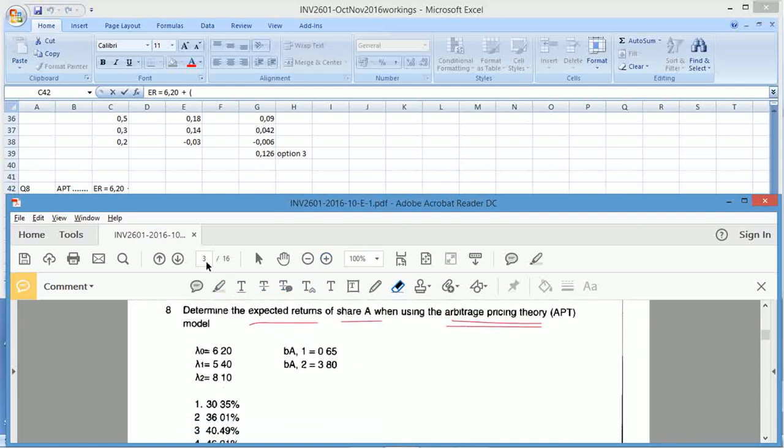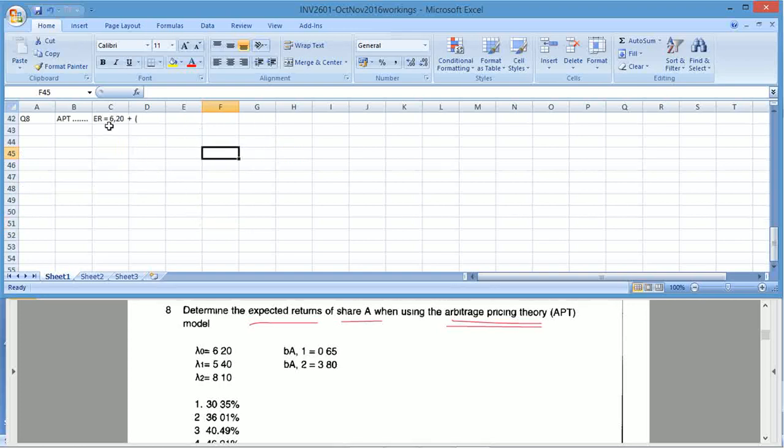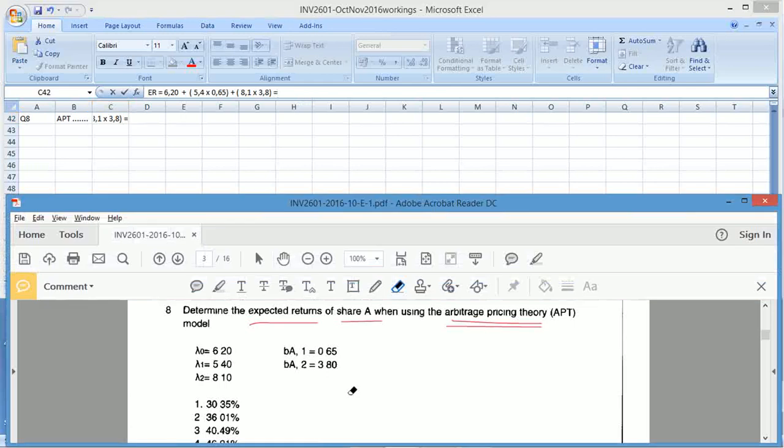Right, so if I'm working out the return, I've got the 6.2 and I'm adding the 5.4 times the 0.65, close brackets, plus, open brackets, the 8.1 times the 3.8, close brackets, equals. That was 3.8, which was beta. Let's add all of that up.